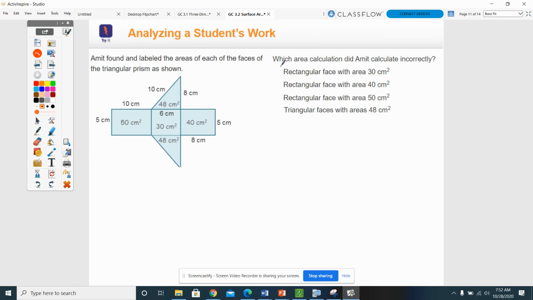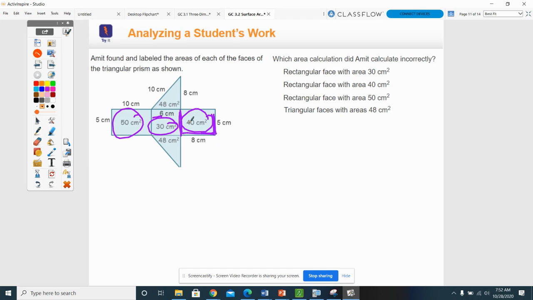She did this, but she did something wrong. What did she do wrong? Let's see. 10 times 5 is 50. This one's okay. What's this? 6 by 5. That's 30. I like it. And here's an 8 by 5, which is 40.